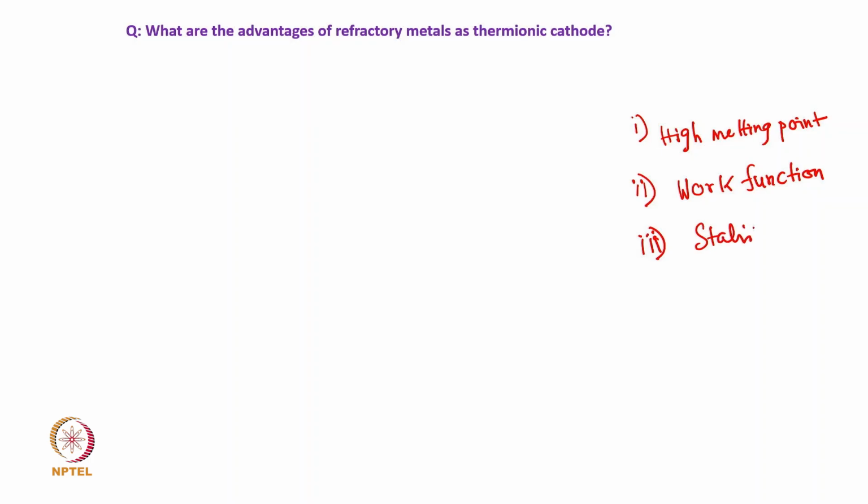stability of this material, particularly at higher temperature. This is important. Thermal stability, chemical stability, they are very good for refractory metals. Okay. And of course, the thermal conductivity. This is another very important property of refractory metal for which they are used as thermionic cathode.